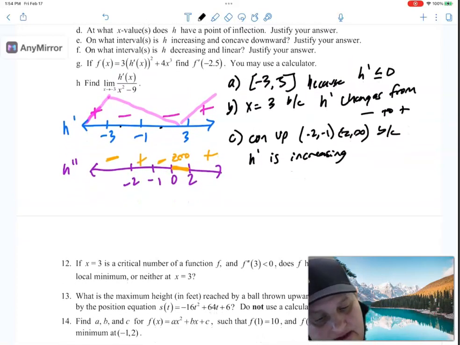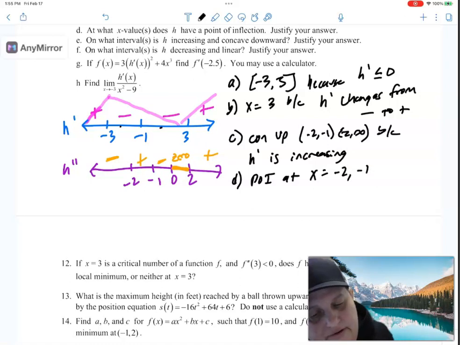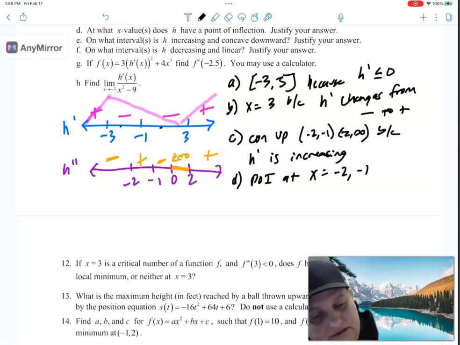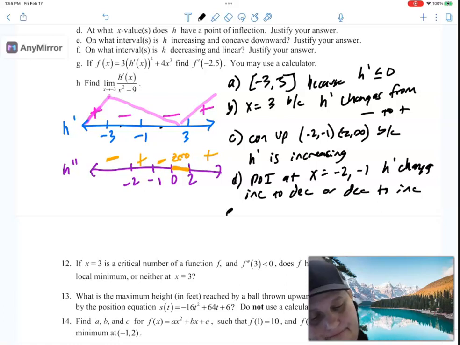D. At what x values does h have a point of inflection? So point of inflection at x equals -2, -1. And that's it. Because this is not a point of inflection because it changes from negative to 0, and it has to change concavity to be a point of inflection. This is also not a point of inflection because it changes from 0 slope to a positive. So those are not points of inflection. And the reason is because you could say it like this, h prime changes from increasing to decreasing or decreasing to increasing. Okay?